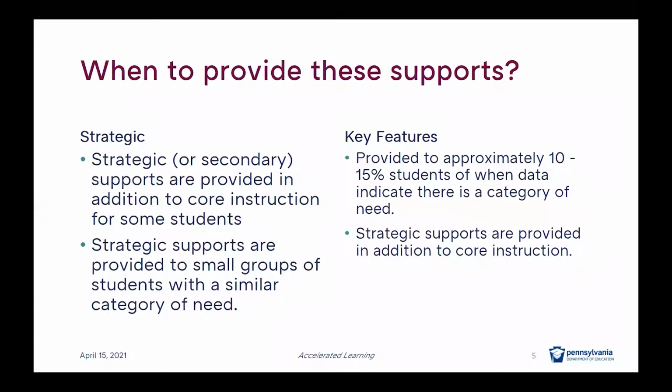So again, strategic supports are provided in addition to core instruction and are best provided when 10 to 15% of the student population are needing these types of support. When there are more students than that, we may want to consider class-wide supports for equitable, efficient, and effective allocation of resources.